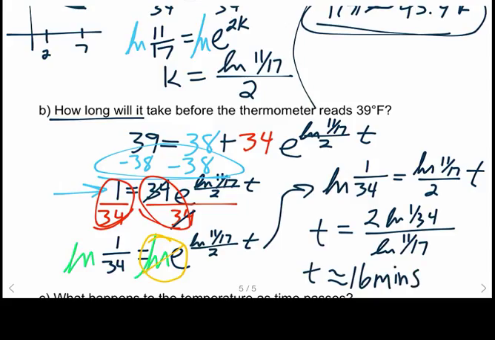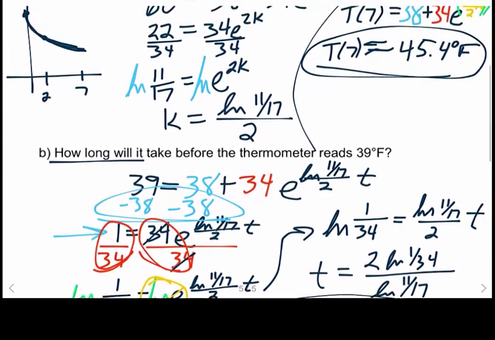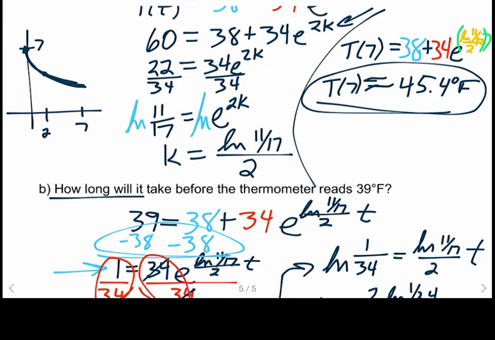Now, does that still make sense? Well, let me circle that and then go up here to the graph that we had. When it started out, it was 72 degrees, and then after some time, it was 60 degrees. After some more time, it was like 45 degrees. And then after 16 minutes, we're down to 39 degrees. This is making total sense to me. It's decreasing over time, and the rate at which it's decreasing is decreasing.